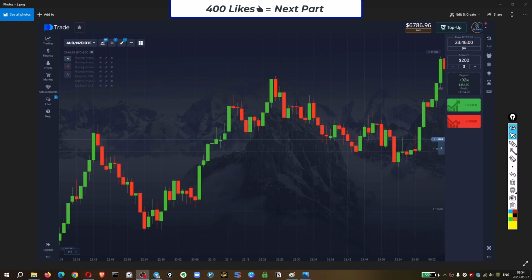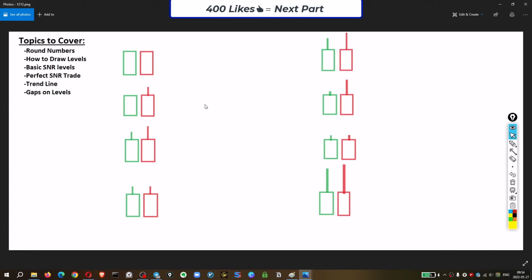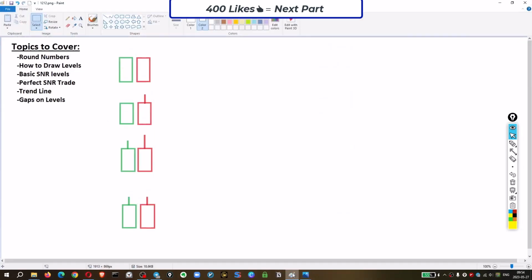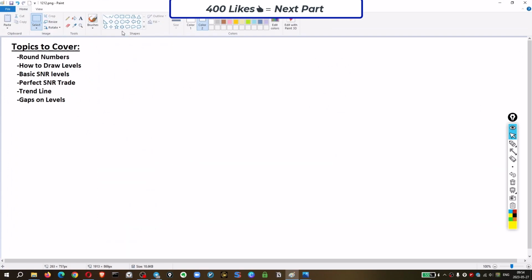So the next thing to cover is how to draw the basic SNR levels, okay? The first thing I have to talk about is that in order to draw SNR levels, we need at least 2 points, basically. Let's say this is your level, okay? This is your level, and price has come here.